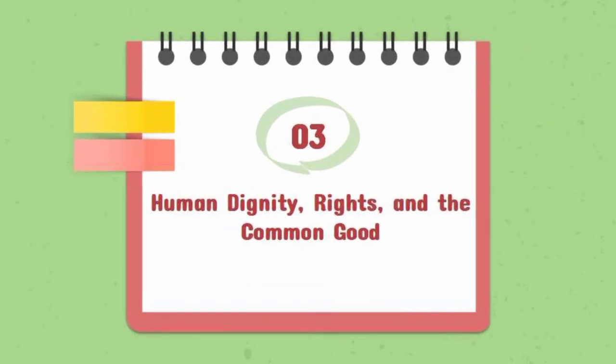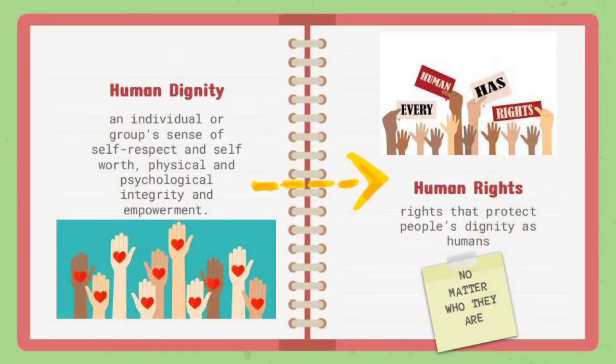The last part of this discussion is human dignity, human rights, and the common good. Unahin natin ang human dignity, which is an individual's or group's sense of self-respect and self-worth, physical and psychological integrity and empowerment. We recognize that each human in our surroundings possesses a special value, and because of that, we respect them. They are worthy of our respect, not just because they did something good to you, but because we are all humans, whatever the gender, race, size, color, language.